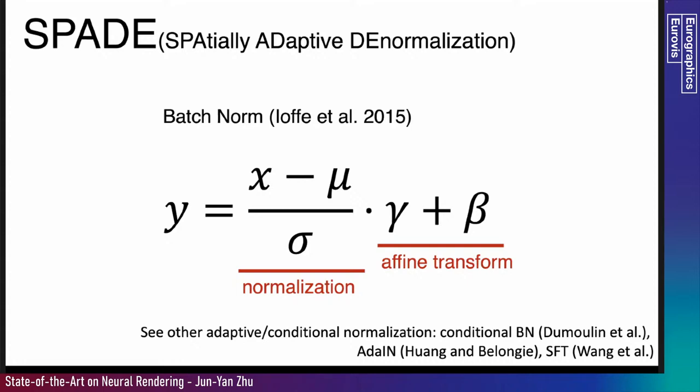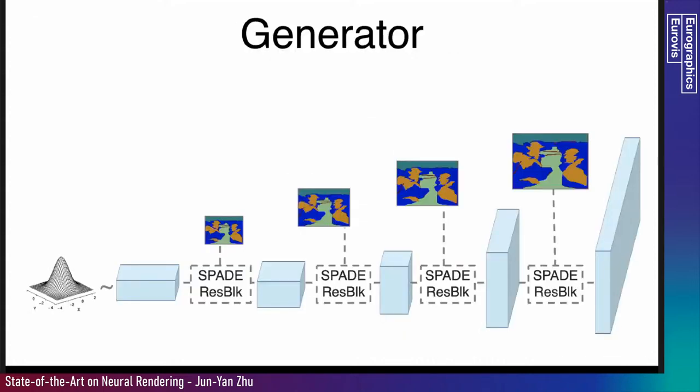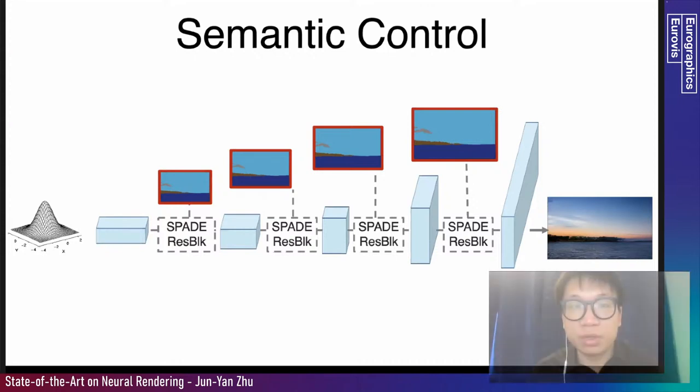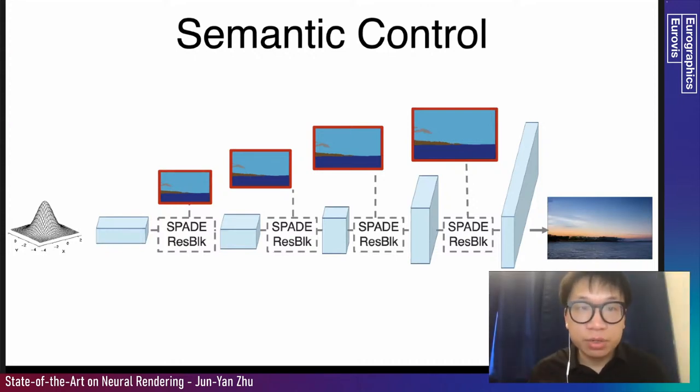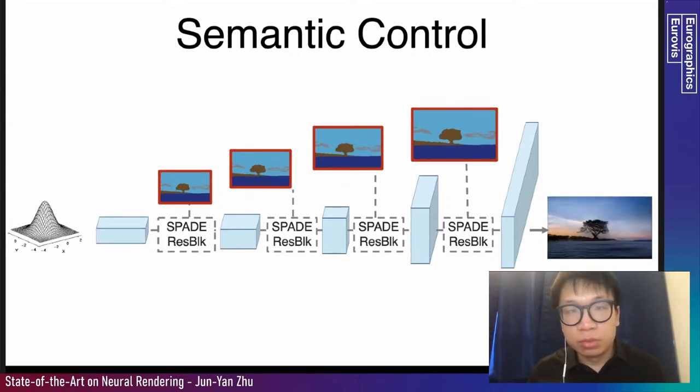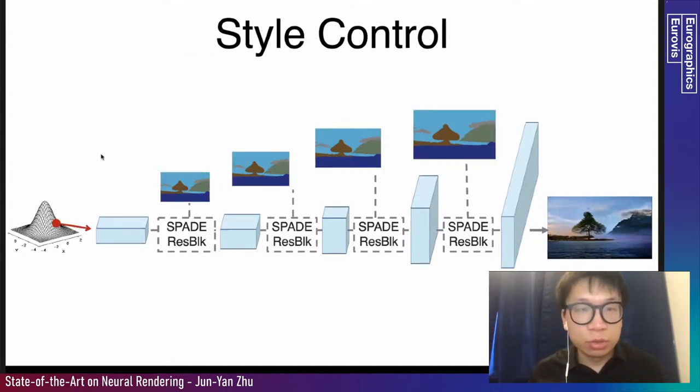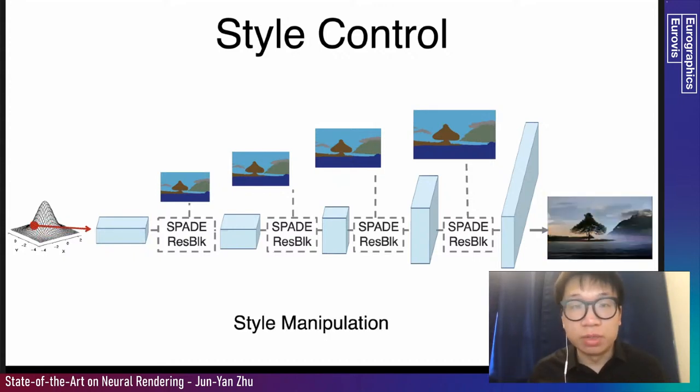So now our architecture can start from random noise and take the semantic label at every layer of the upsampling blocks. Moreover, this architecture allows us to disentangle semantics and style control. For example, here we can modify the semantic layout and feed it in as a modulation. We can also sample different latent codes, style codes, and produce different styles given the same semantic layout.